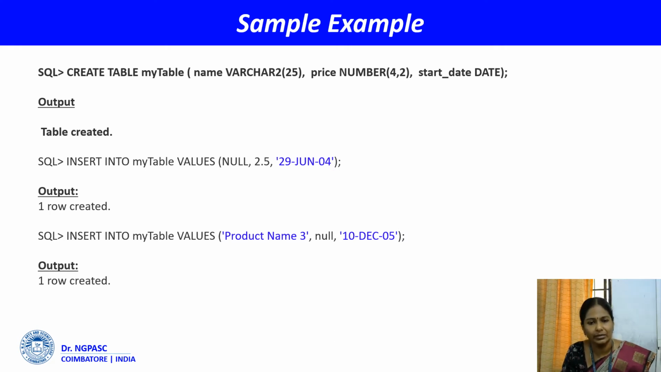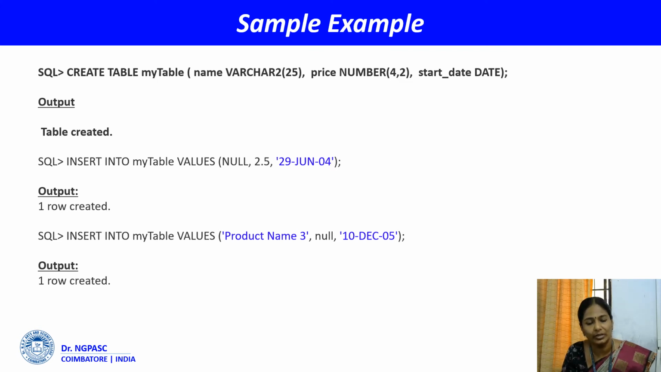Insert into my table values, product name 3 is the name of the particular product, comma, the price. If you didn't know it, you can give the null value there, comma, date. Automatically one row is created, and the next row is inserted into the table named my table.